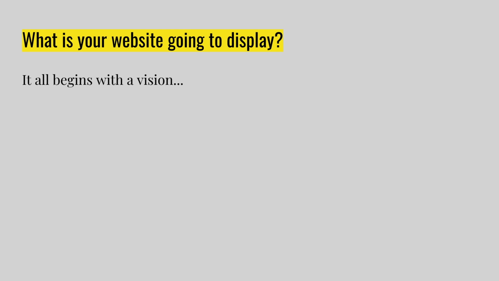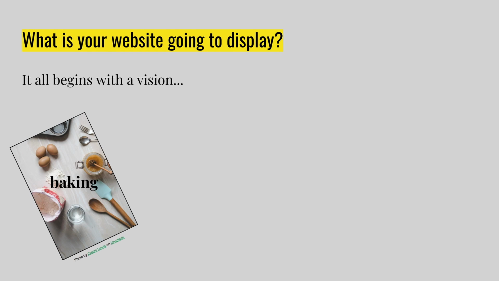So my question to you is, what's your website going to display? And that all begins with a vision. You could have a website that's about baking, right? There are food blogs, so you could do a baking one, or cooking, if that's something you're interested in. Since we're going to have 3 pages on our website, you could have 3 recipes and talk about why they're your favorite recipes. Maybe it's a family recipe, or it's a special holiday recipe.